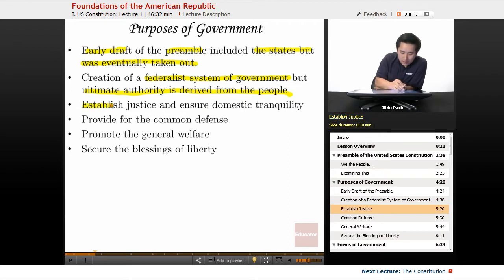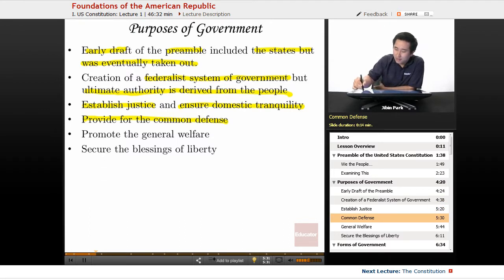So again, the idea of establishing justice and ensuring domestic tranquility is a matter of debate as to what that actually entails. Provide for the common defense. Again, another thing that a lot of people argue about: what is the common defense? What are we actually protecting? That's a matter of hot debate in different contexts.